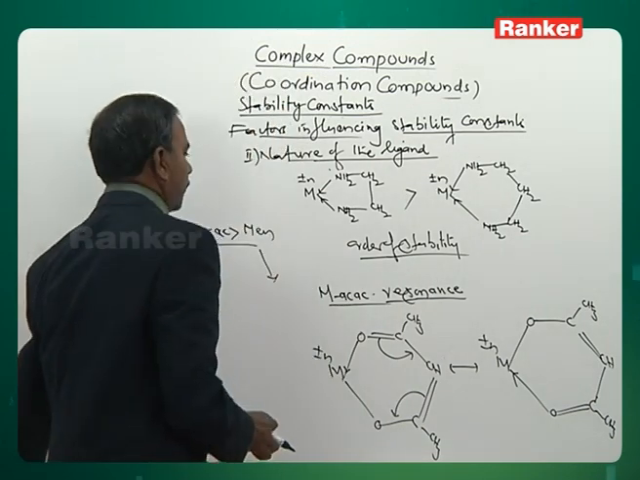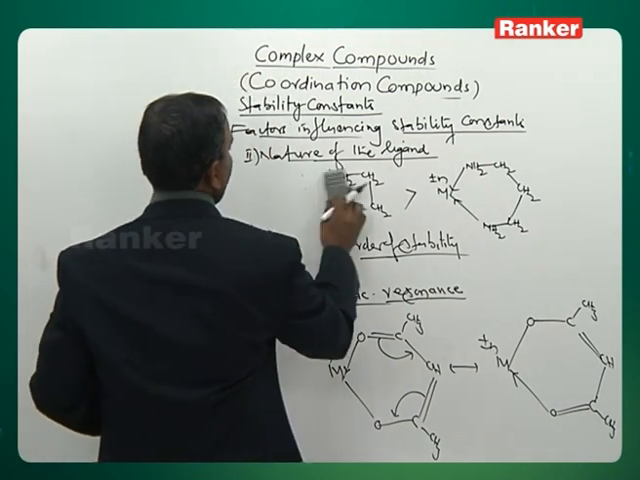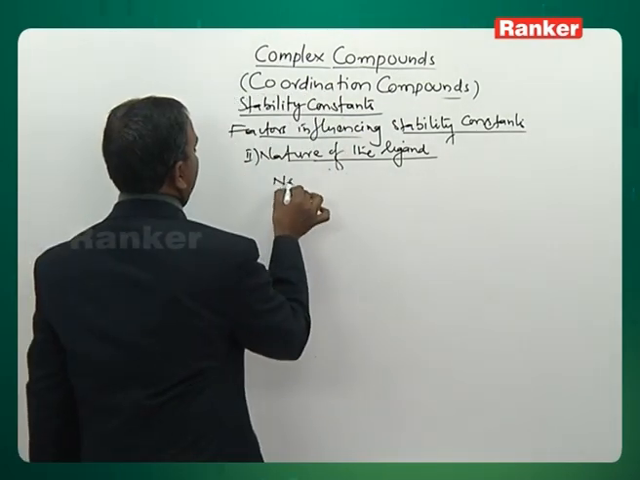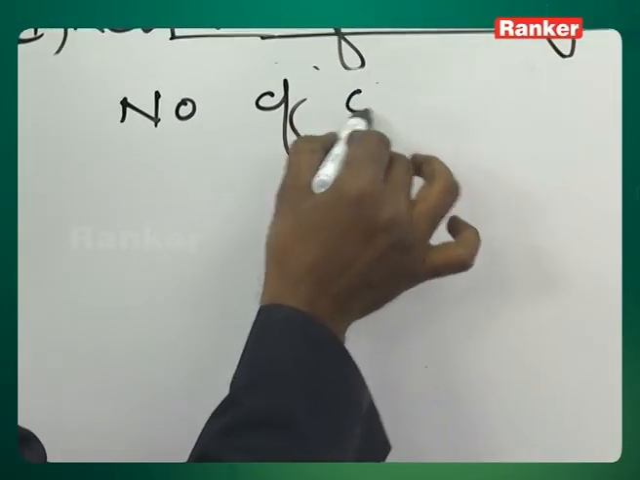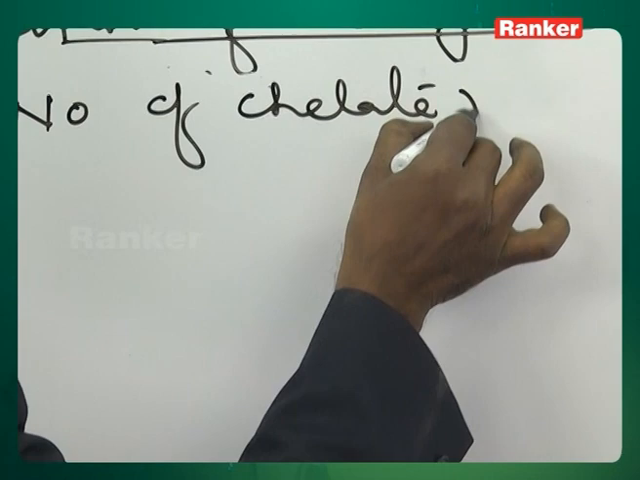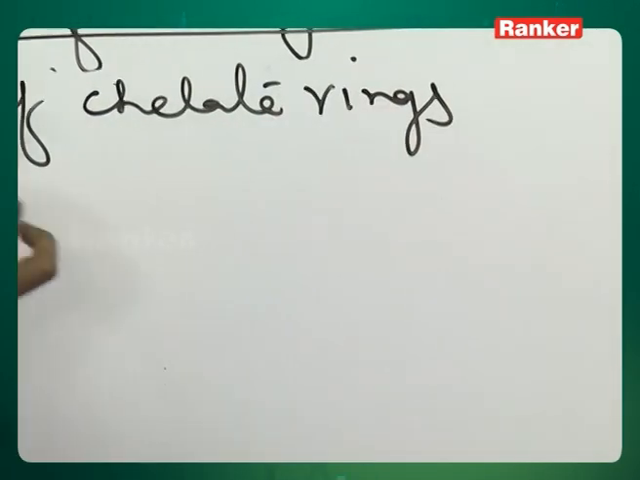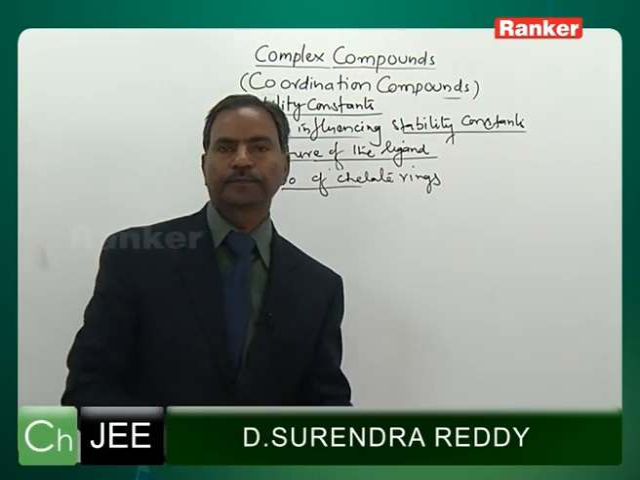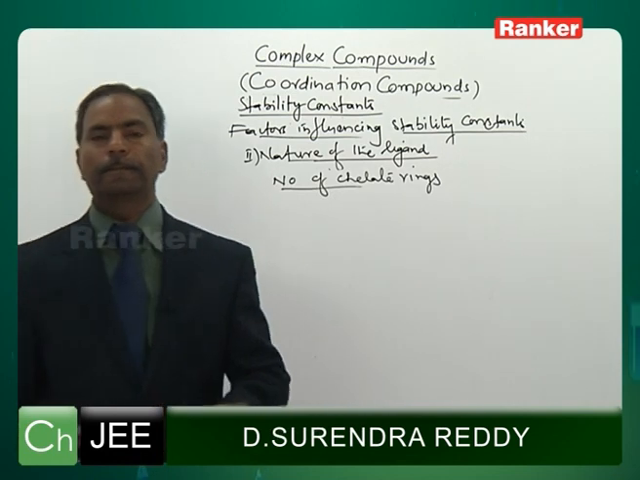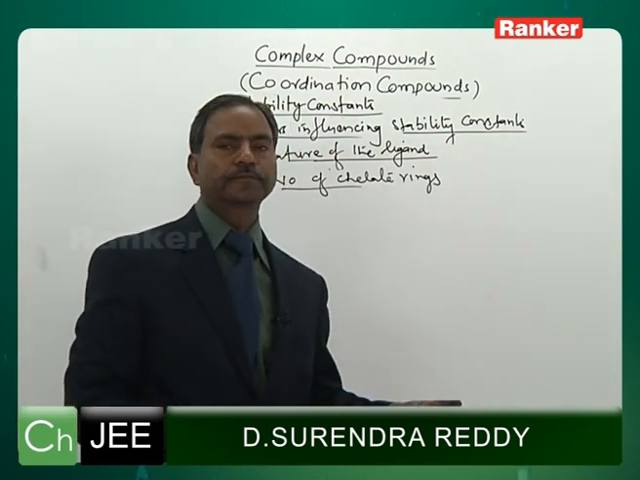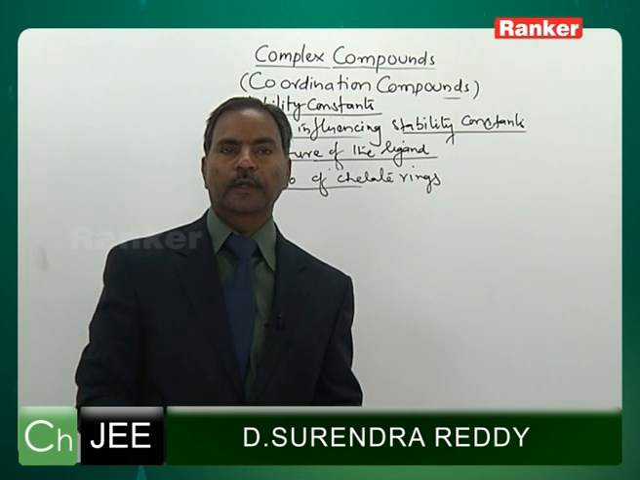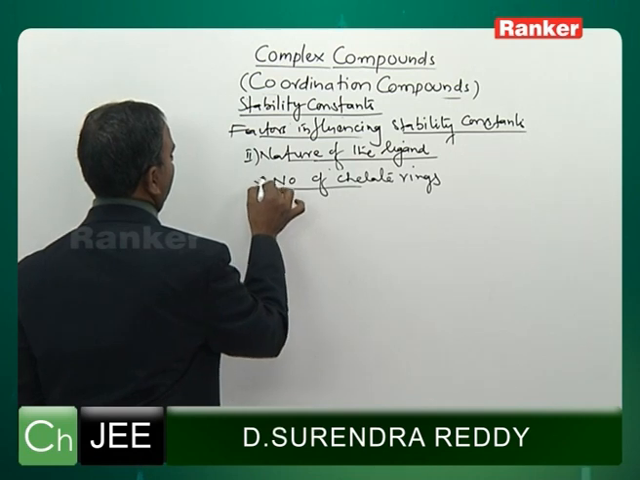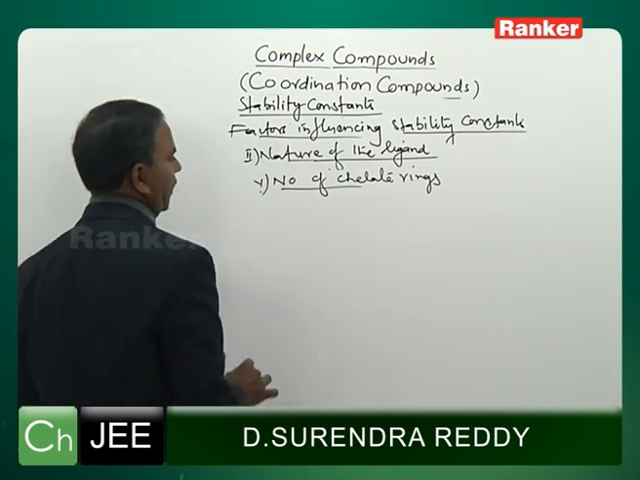Next, number of chelate rings. Next concept under the same nature of the ligand. One is the nature of the ligand under size and charge. Next, the field strength, biaxial nature and chelate effect, ring size, and number of chelate rings. Let us take this as the fifth, I hope. Number of chelate rings. Fifth effect.